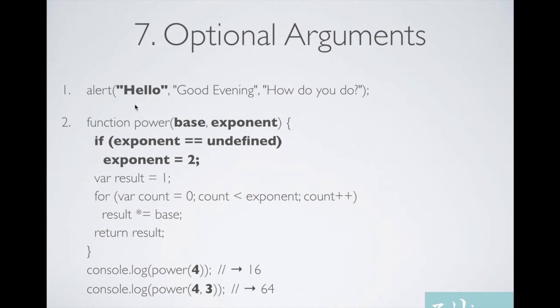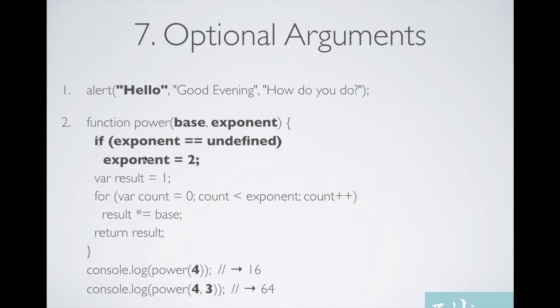Optional arguments. JavaScript is very flexible about arguments of functions. For example, alert. The function alert takes only one argument. So when you pass three arguments to this function, it would just take the first one and ignore the rest, so you won't see any error with this line of program.